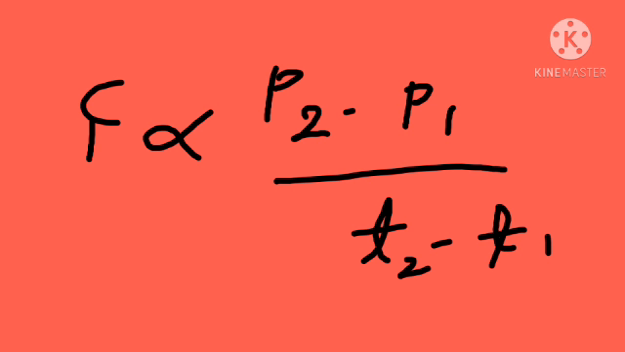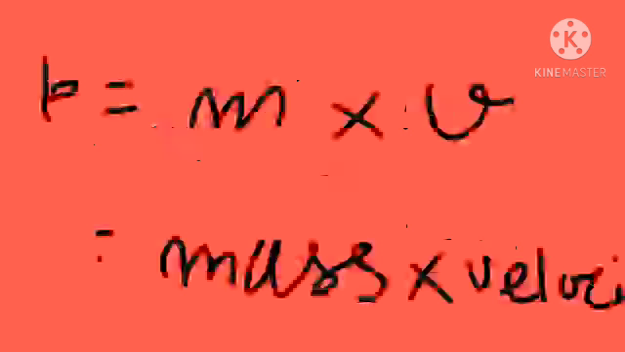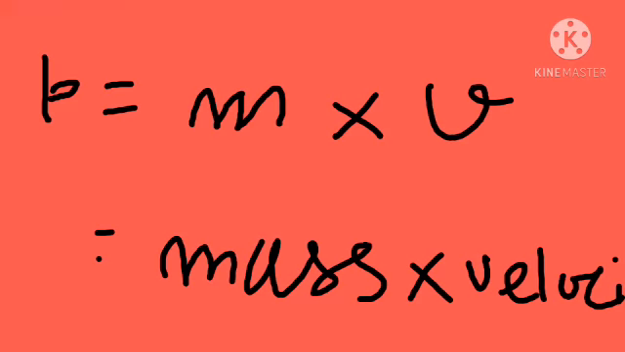What is force? Rate of change of momentum. So we have written the formula F is proportional to (P2 minus P1) upon (T2 minus T1). We have to understand about the momentum. If any object of mass m is moving with velocity v, then we get the momentum by the product of mass and velocity. That means momentum is the product of mass and velocity of the object. Have you understood now the momentum?